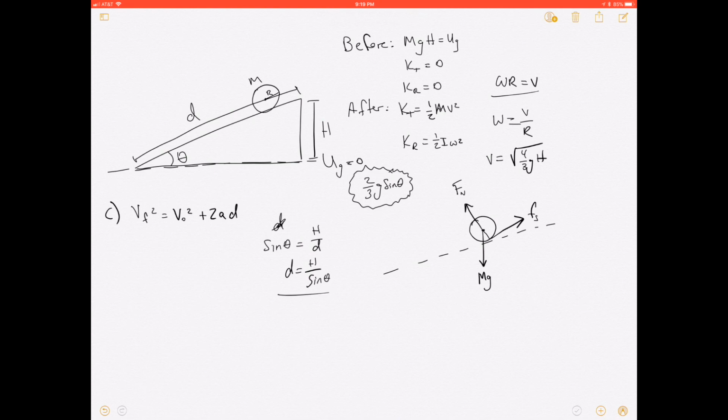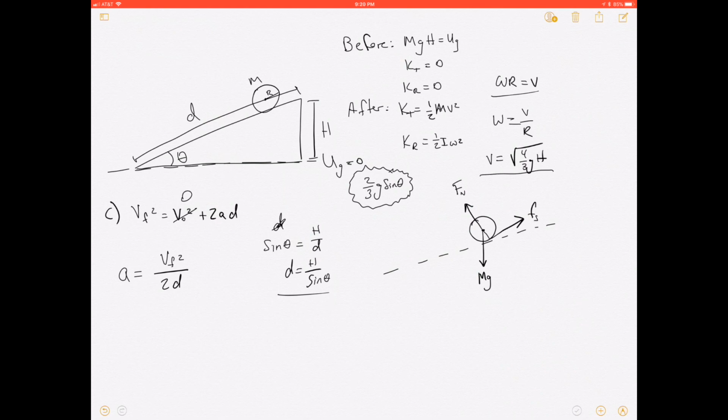And now in this case, we know that this cylinder is initially at rest. So v naught is equal to 0. So we're left with this. And now we're solving for acceleration. So a is equal to vf squared over 2d. And now we can plug in our velocity final, which we found earlier, and d.